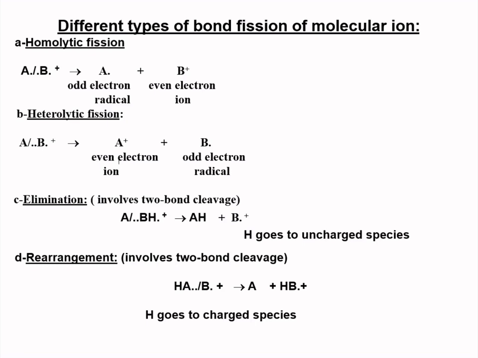Elimination, the type of cleavage of a molecular ion, involves two-bond cleavage where the hydrogen goes to the uncharged fragment. Rearrangement is also a two-electron or two-bond cleavage, but the hydrogen goes to the charged species or charged fragment. In both cases, elimination and rearrangement, a neutral molecule and another radical ion are produced.